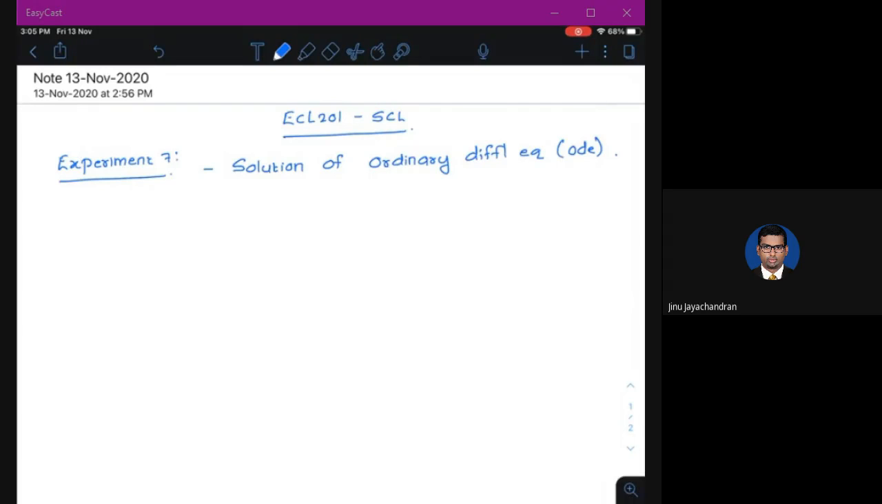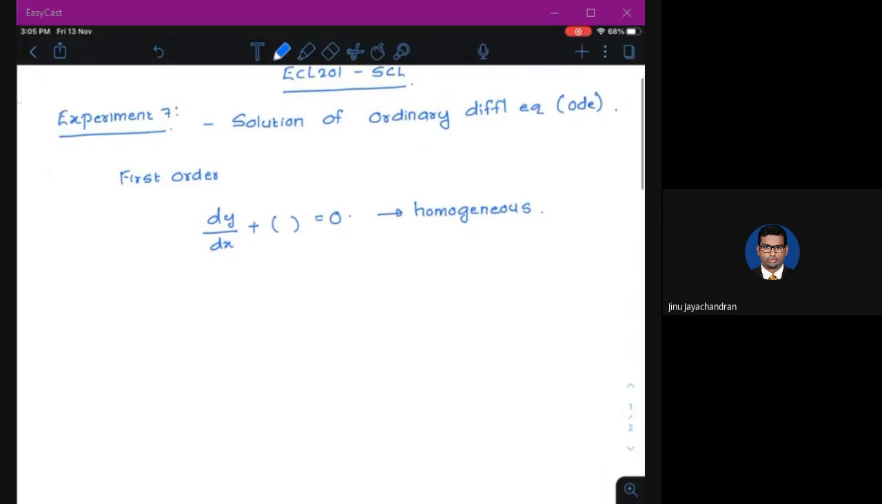Okay, so you have two orders of differential equation. We are only considering two orders. The first order differential equation, the first order first degree basically, will be of the form, let's say, dy by dx plus something is equal to 0. I assume that this is homogeneous. This something can be a function of x, or it can be a function of a variable. So here I am saying that it is a function of y.